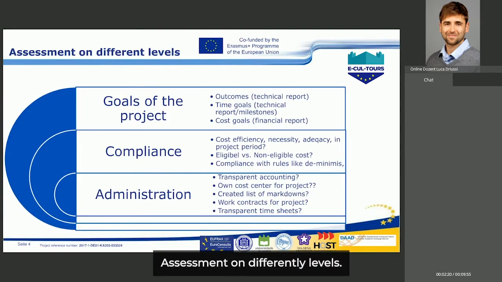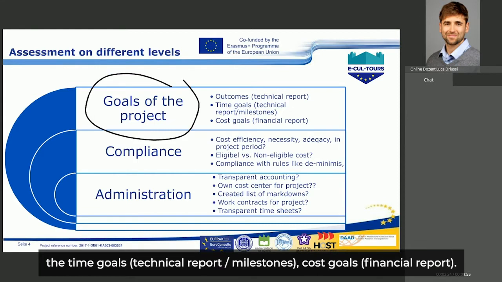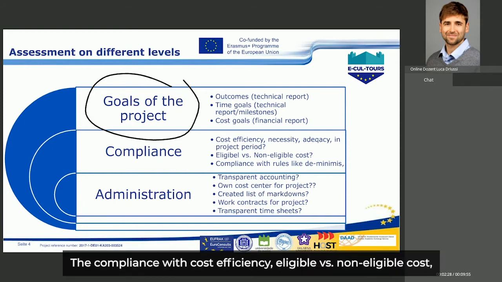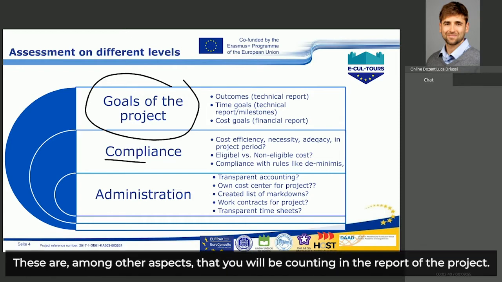Assessment happens on different levels. You have to assess in the reporting the goals of the project, its outcomes, its time goals, technical report, milestones, cost goals, financial report, the compliance with cost and efficiency, eligible versus non-eligible cost, and administration. Is all the accounting transparent? Have you set up a cost center for the project, etc.? These are, among other aspects, what you will be accounting for in the report of the project.